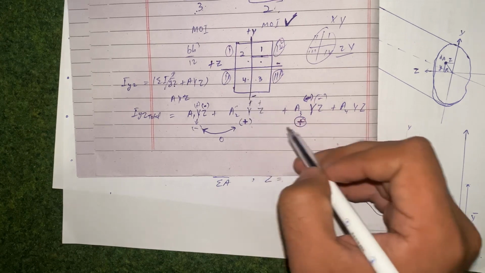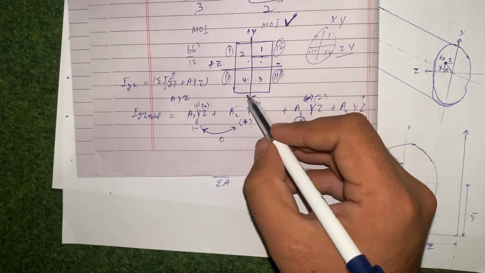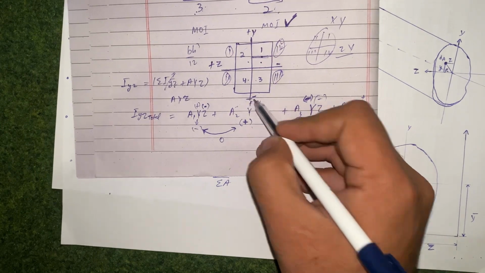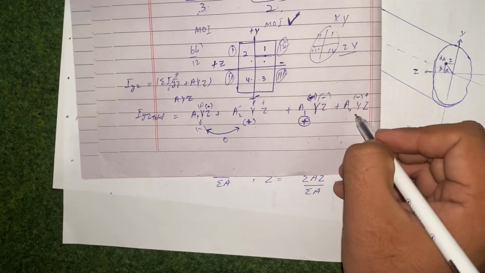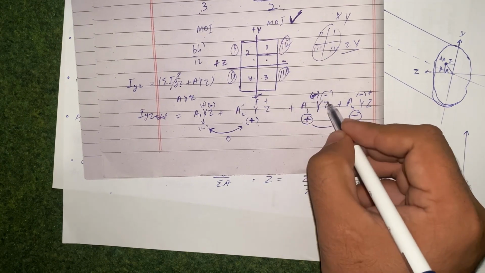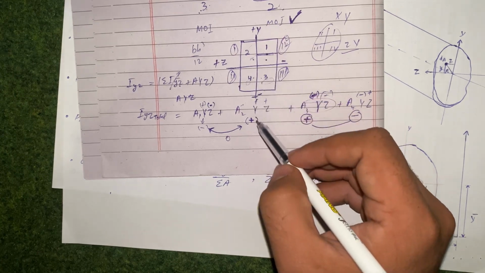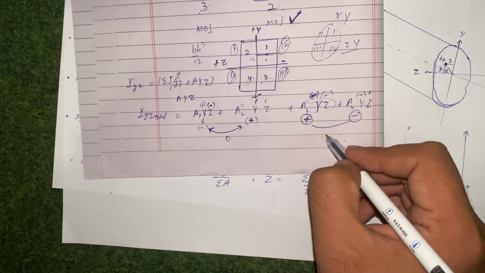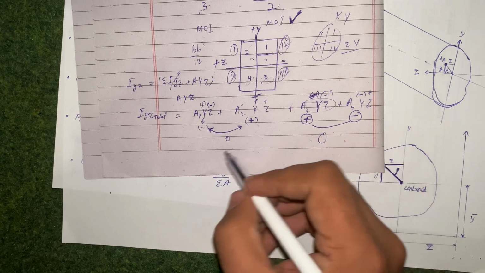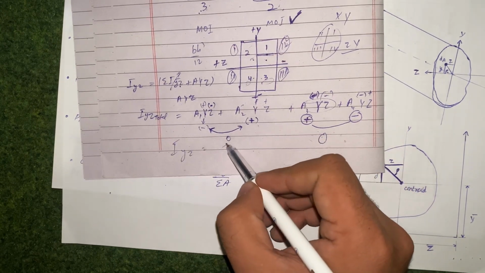And in the fourth part, here z is positive but y is negative. Here its value will be negative. So positive, negative, its magnitude will be the same because our areas are the same and the distances are also the same. So here it will be zero. So in this way the product of inertia about the principal axis will be zero.